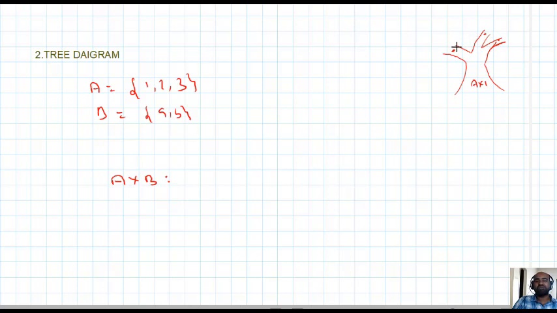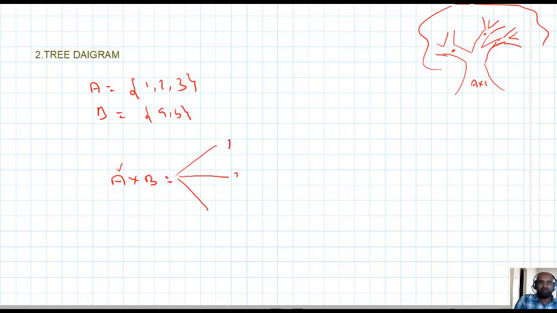Those sub branches will have some more sub branches. How many? It depends upon the elements of B. This branch has 2 sub branches, this one has 2 sub branches, and this one has 2 sub branches. So 3 or 4 or 5 branches, depending upon the number of elements in A. You write 1 here, 2 here, 3 here. The sub branches depend upon the elements of B.